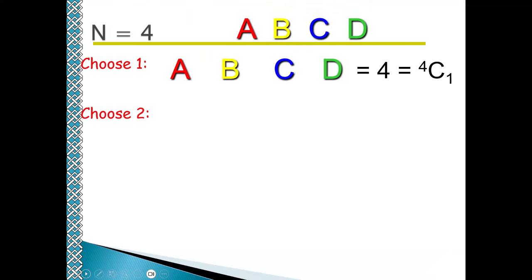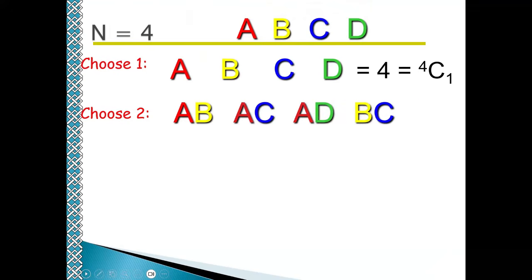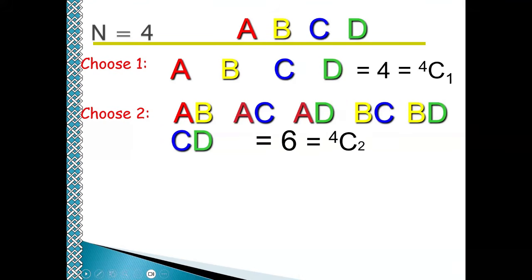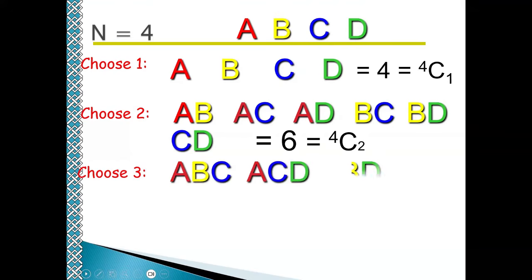If I have to choose two of them together out of A, B, C, D, I can go with AB, AC like this. So basically, if you have to use a formula to get this, you will use 4C2. And if I have to choose three at a time, 4C3. So basically, you are selecting three at a time now.